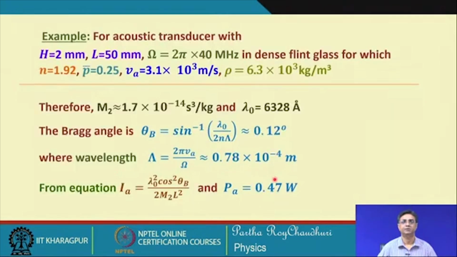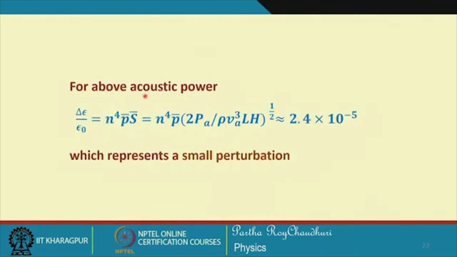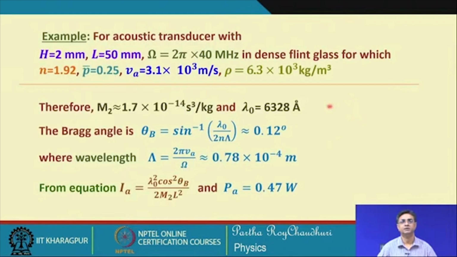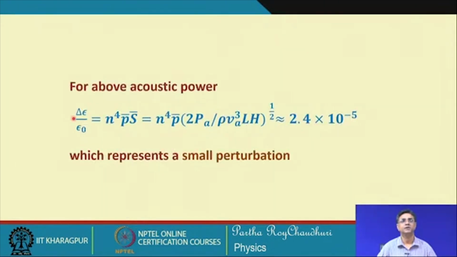We will continue with this. For the above acoustic power, which is also a part of this calculation, delta epsilon by epsilon 0 turns out to be this. It shows that this perturbation, the fractional change, is really very small, 2.4 into 10 power minus 5. This is the peak change in the refractive index.